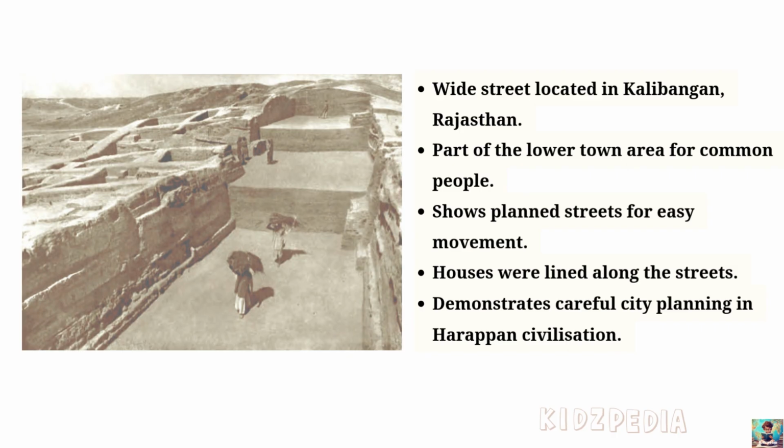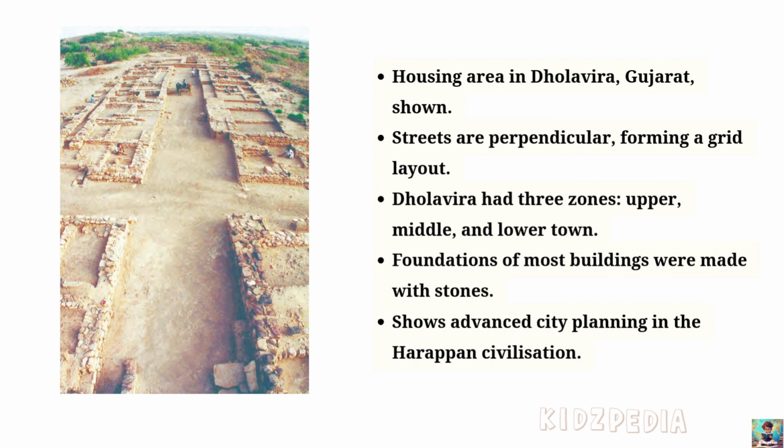The wide streets were part of the city's careful planning with houses lining the sides. This helps us understand that Harappans were organized city planners, not just builders. And the next picture shows the housing area in Dholavira, a Harappan city in Gujarat.